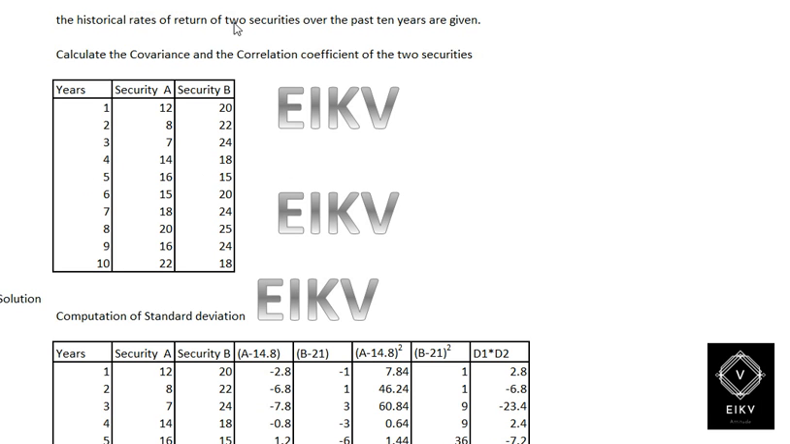In this illustration, the historical rate of return of two securities over the past 2 years are given. Calculate the covariance and the correlation coefficient of two securities.